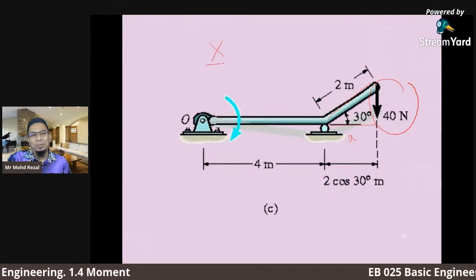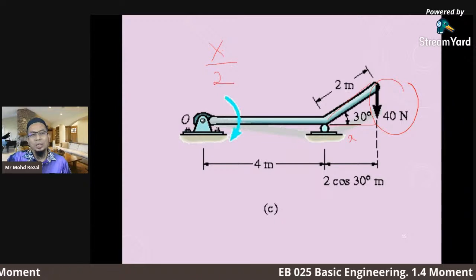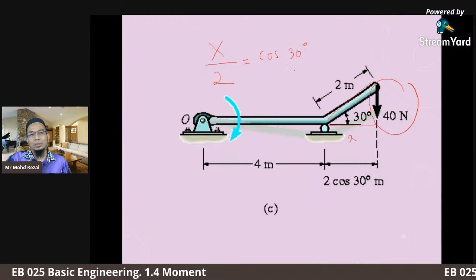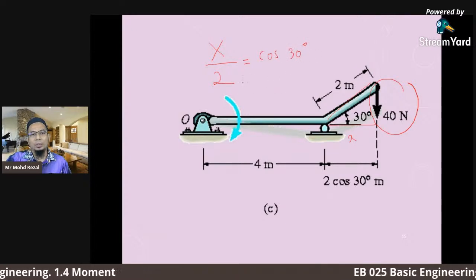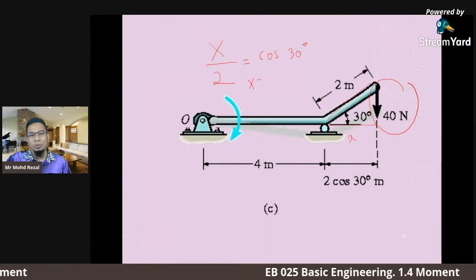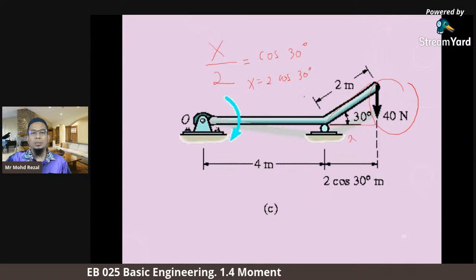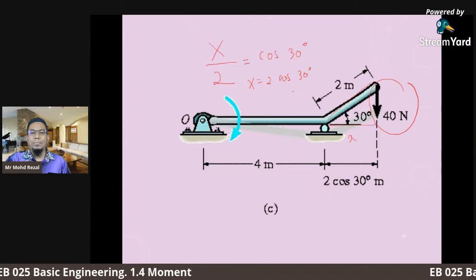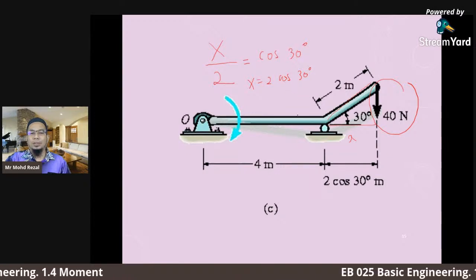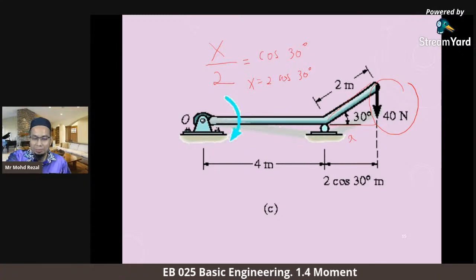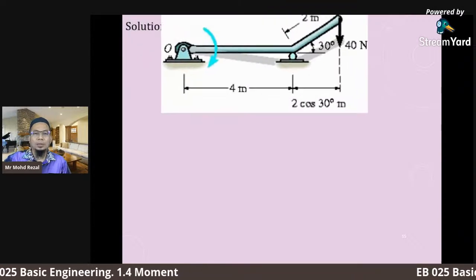X per 2 meter. So adjacent per hypotenuse, we will get cos 30 degree. So x equal to 2 cos 30 degree. Alright. So how to calculate the moment, how to get the answer?